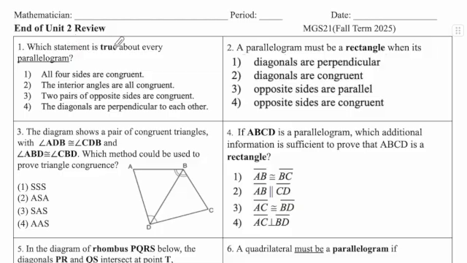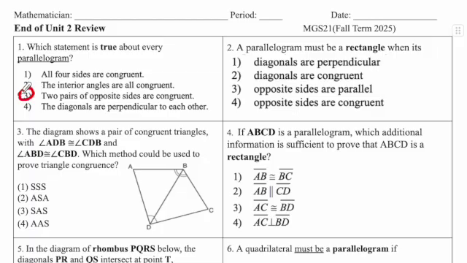Which statement is true about every parallelogram? 1. All 4 sides are congruent. 2. Interior angles are congruent. 3. 2 pairs of opposite sides are congruent. 4. The diagonals are perpendicular to each other. So it's 2 pairs of opposite sides are congruent.